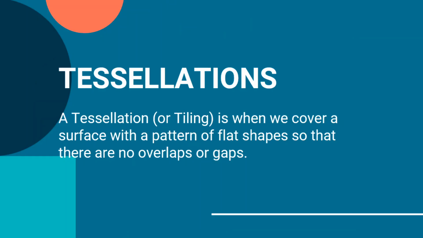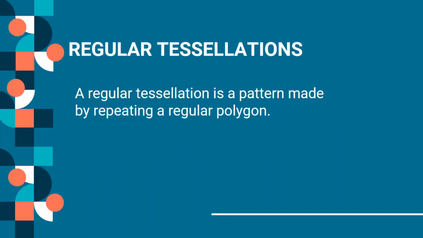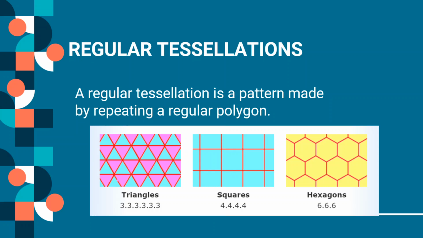Lastly, the fourth, the tessellation. A tessellation or tiling is when we cover a surface with a pattern of flat shapes so that there are no overlaps or gaps. There are three kinds of tessellations: the regular, semi-regular, and irregular. A regular tessellation is a pattern made by repeating a regular polygon. There are only 3 regular tessellations, and these are tessellations of triangles, squares, and hexagons.